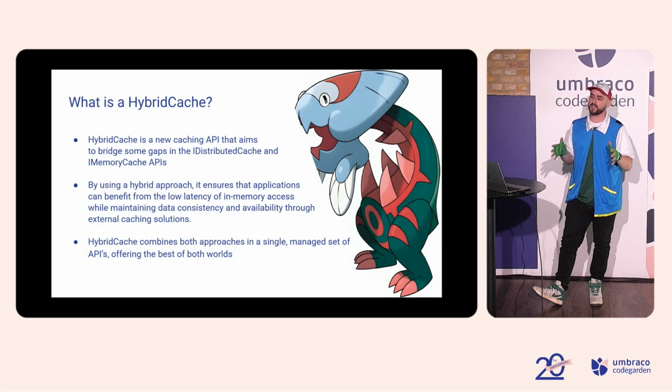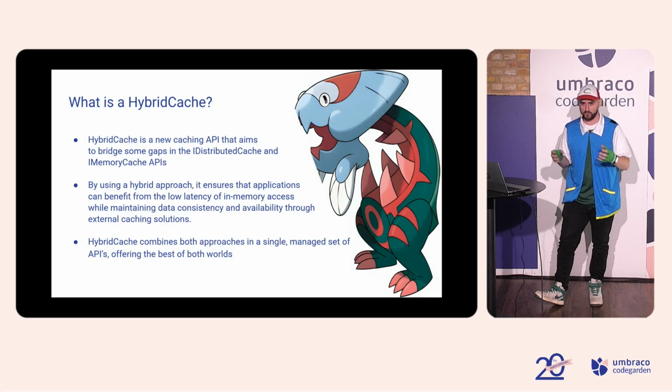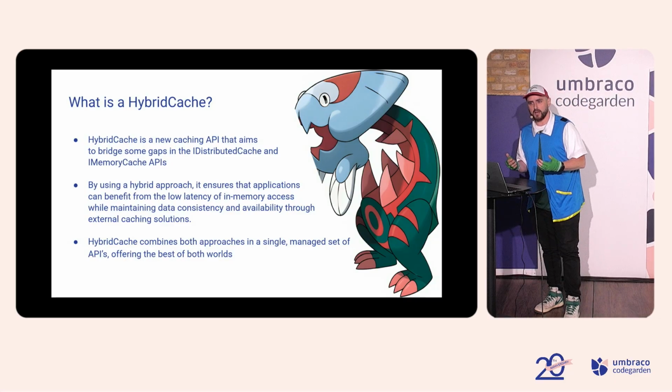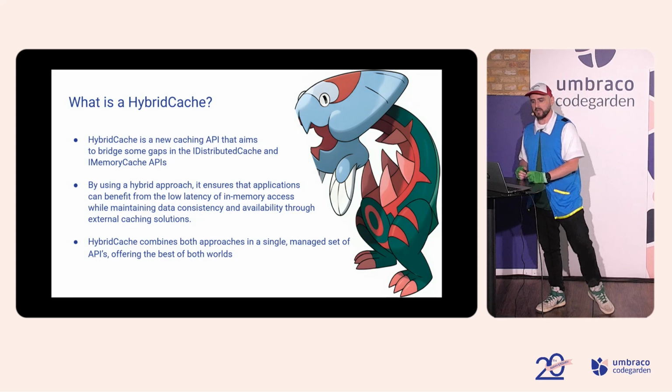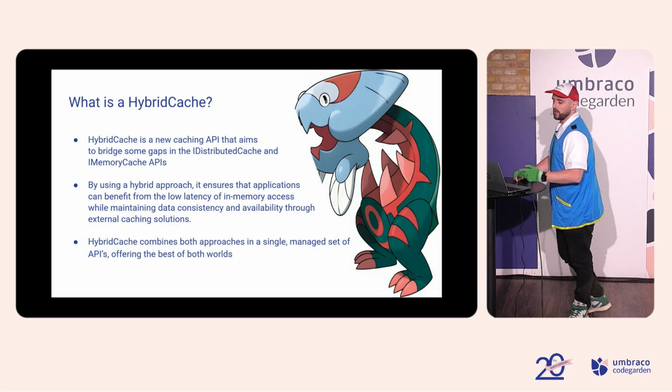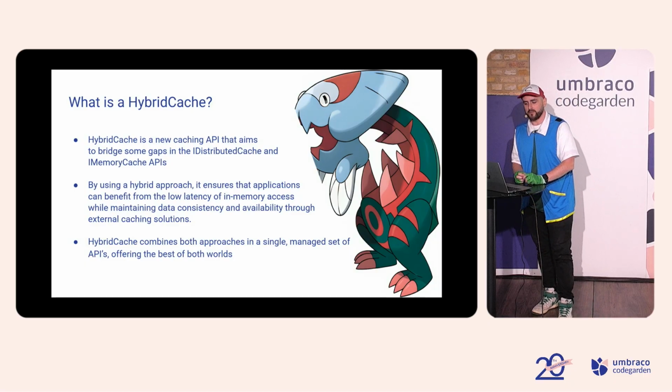The hybrid cache, you ideally want to use a combination of both. So you want to have memory cache to serve the data as quickly as possible, but you want the reliability and the scalability that you get from a distributed cache as well. So by using a hybrid approach, it ensures that applications can benefit from the low latency of memory cache while maintaining the data consistency and availability through external solutions.